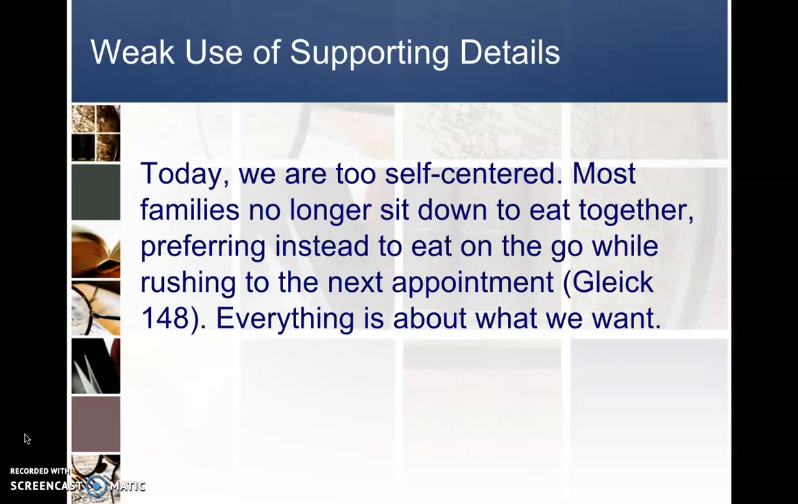Now, this is a weak use of supporting details. First, the author started with writing the pronoun we. This makes it very subjective. Who is the doer of the action? Who are we talking about? We do not have a reference. Most importantly, the supporting details do not support the claim. They are not related to the claim. How is one being self-centered related to family eating together? The writer does not make the connection.